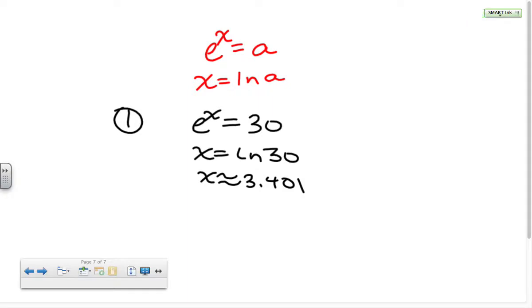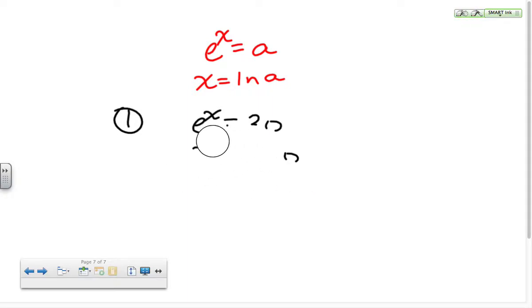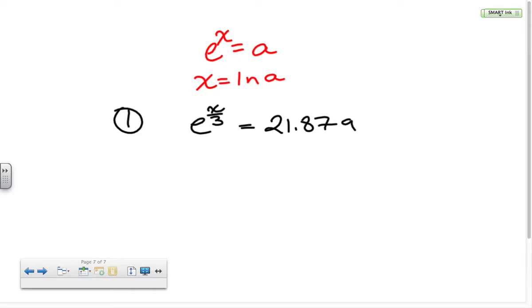Okay, so again, it's just a rule that we can follow to find our answers. A lot of these are going to be asking for specific answers, even if they're approximations. Okay, so let's do one that's just a little bit harder. Okay, e to the x over 3 equals 21.879. So again, I have the rule that says my exponent equals the natural log of the number that it equals. So we're going to go x over 3 equals the natural log of 21.879.